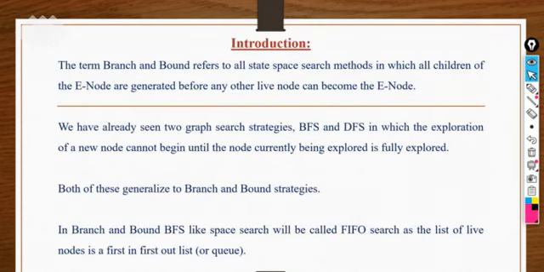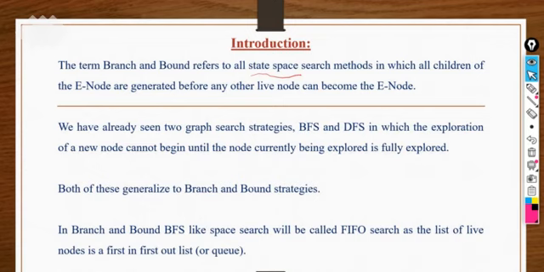Basically, we have already discussed the backtracking method. Branch and bound is also a technique to solve an optimization problem. First we'll discuss what branch and bound is, then some criteria and conditions used in the technique. Basically it refers to all the state space.